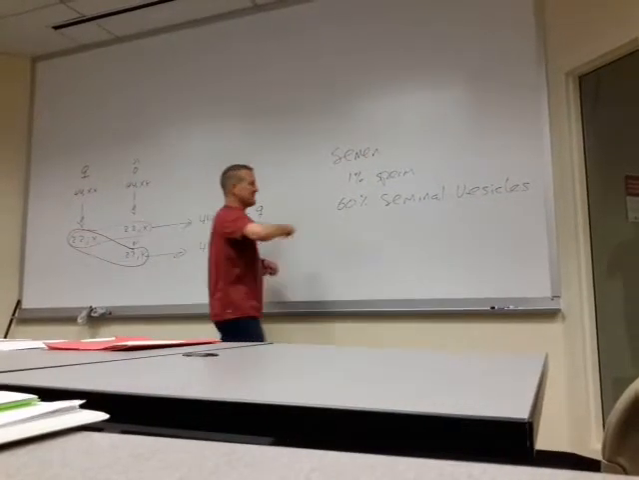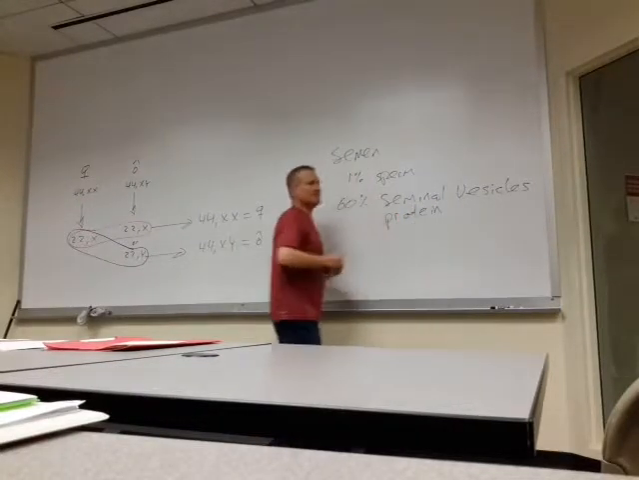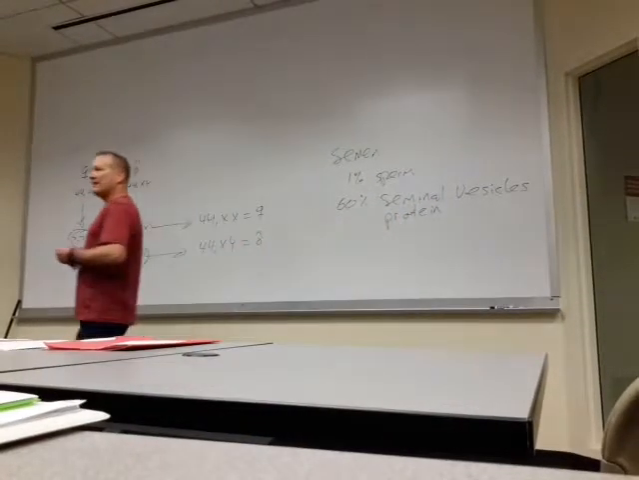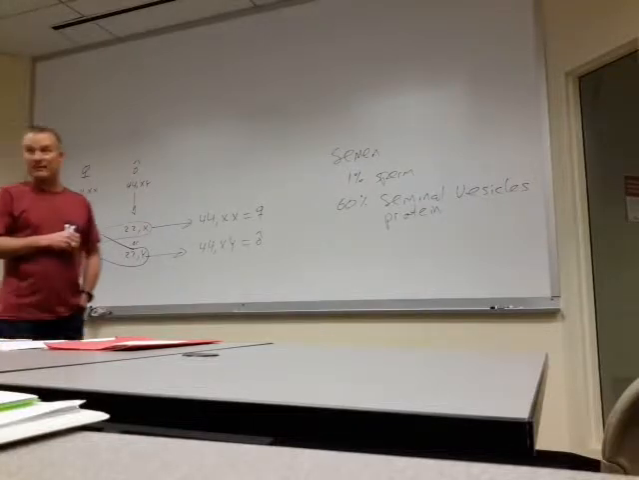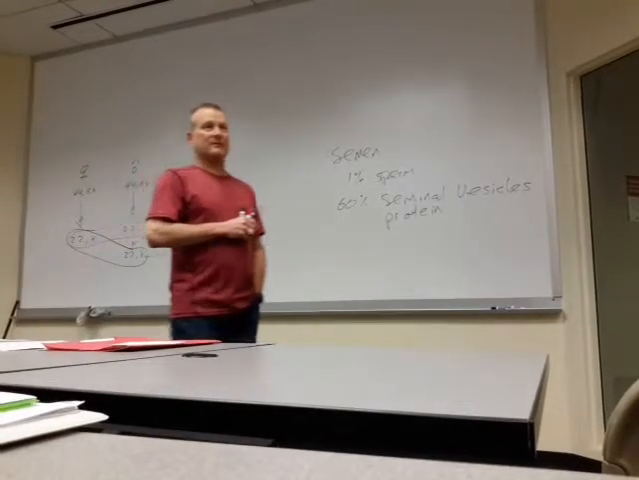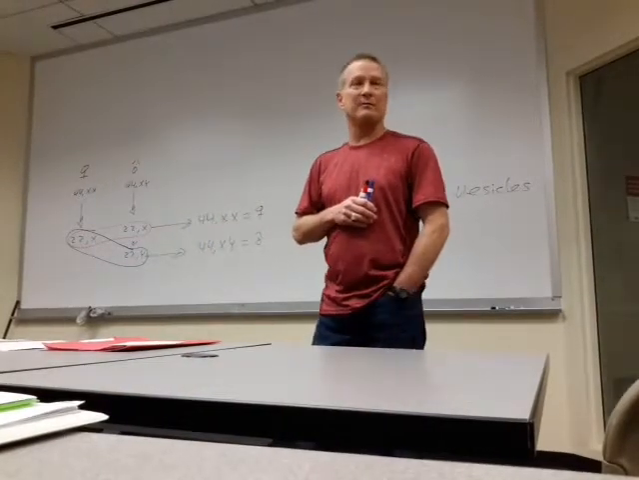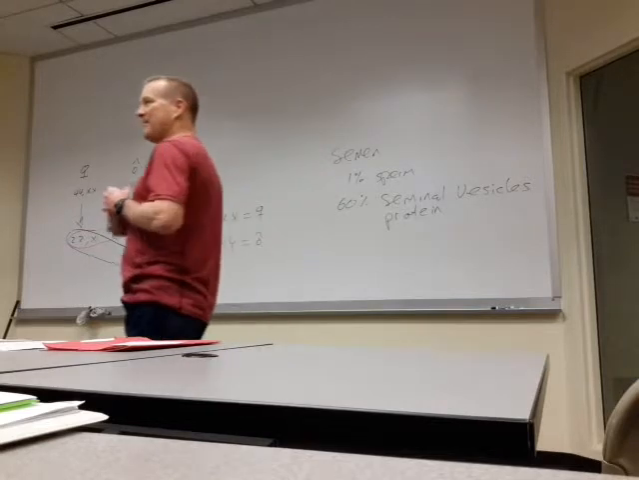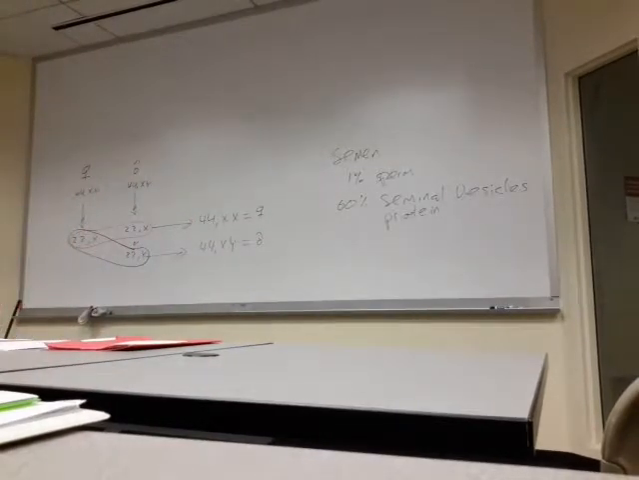One of the most important things that the seminal vesicles produce are proteins. And draw from biochemistry, that proteins are the most diverse group, the most abundant group of biological molecules. There just aren't that many carbs or sugars in living creatures. There just aren't that many fats.